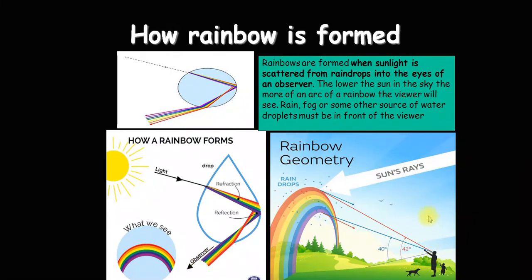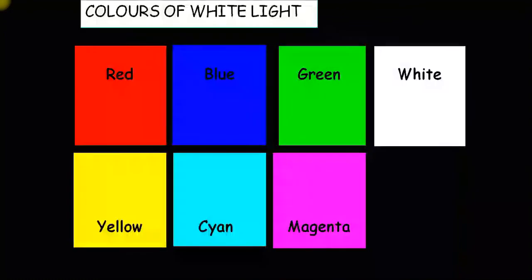Now the observer must be in the opposite direction to the water droplet before you can actually observe a rainbow. Notice that the sun ray is coming from this side and then it's reflected and refracted to the eye of the observer to spread the colors that the observer sees as a rainbow. Okay, so this is basically how we get to see our rainbows.